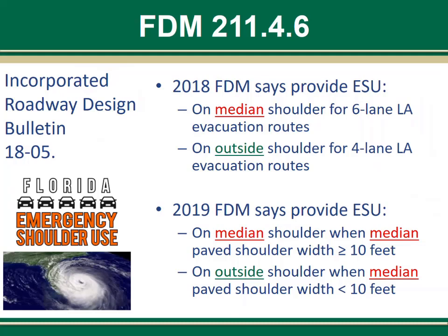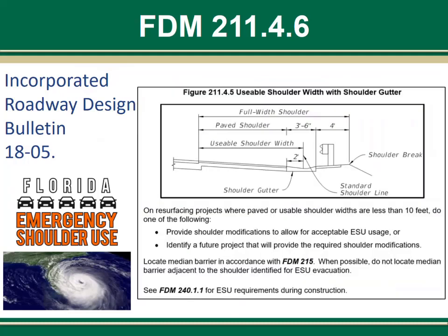Also, another thing that we added was a figure to illustrate what we mean by usable shoulder. Figure 211.4.5 shows us that if you have shoulder gutter present, you can assume that 2 feet of the shoulder gutter width is included in the usable shoulder width. So if you have an 8-foot paved shoulder with a shoulder gutter with 2 feet of usable width, you will meet the requirements of this section for ESU.